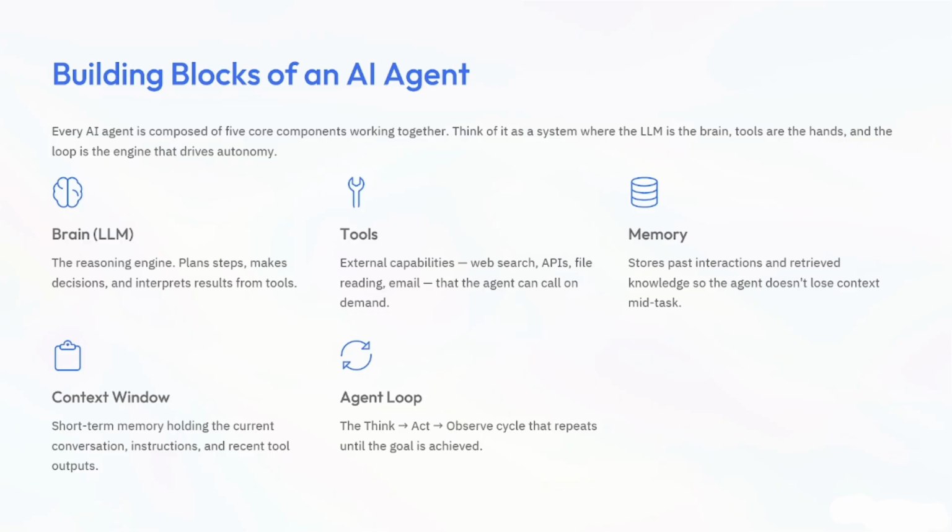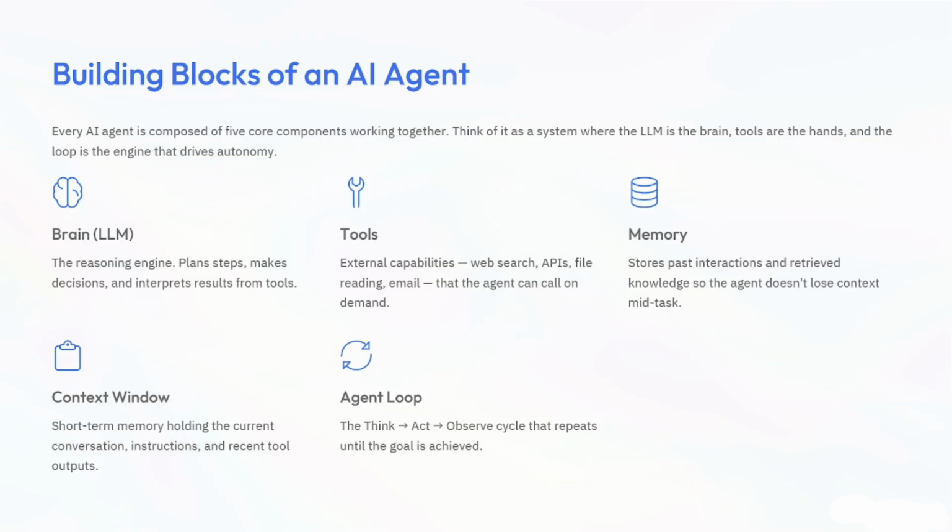Second one is tools. These are the hands of the AI, we can say. Without tools, the AI cannot interact with the real world. For example, search Google, send emails, read PDFs. These are the things the AI can't do on its own, right? So it's all about the tools.